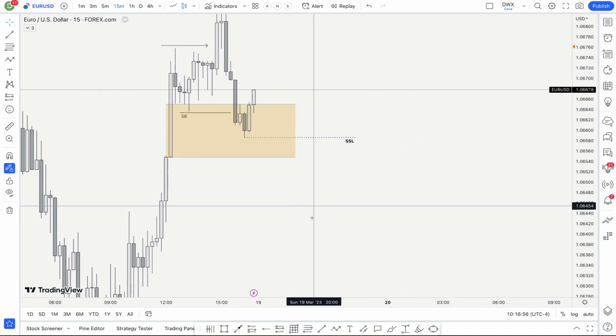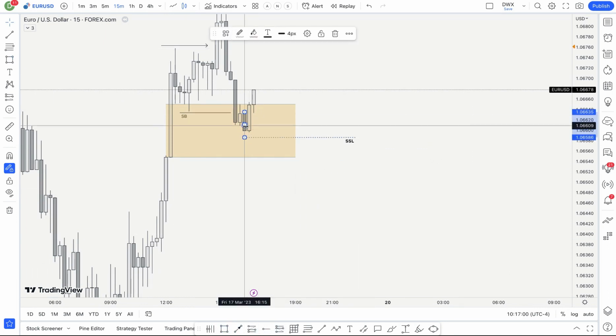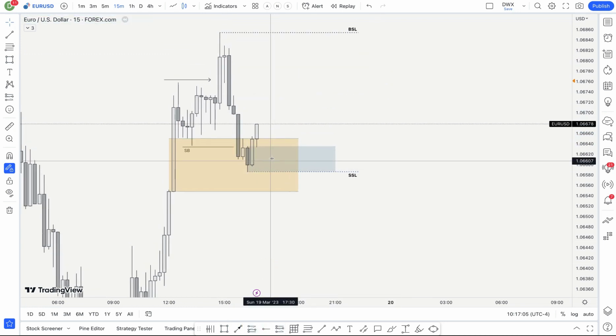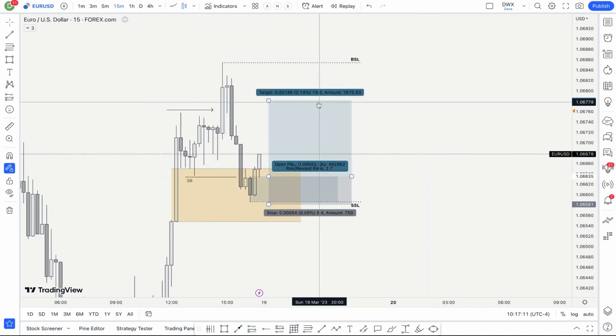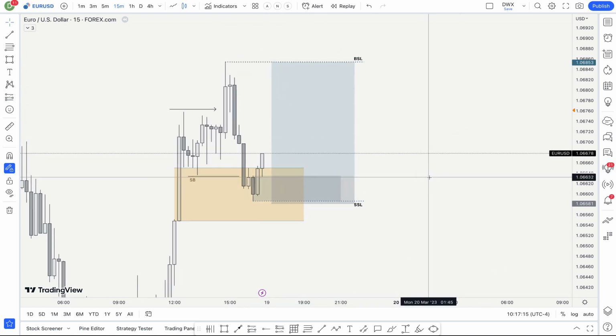So currently, what I'd be more willing to look at is this 50-minute block as demand. So something like this, targeting the buy side liquidity. That could be a possible play as well.